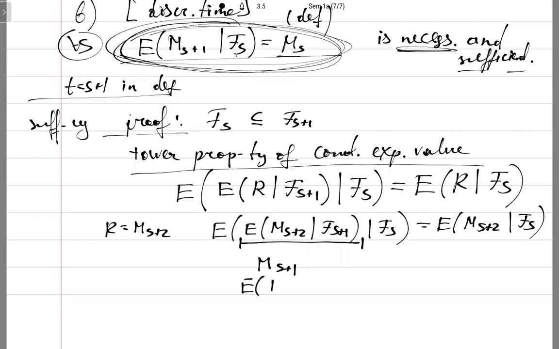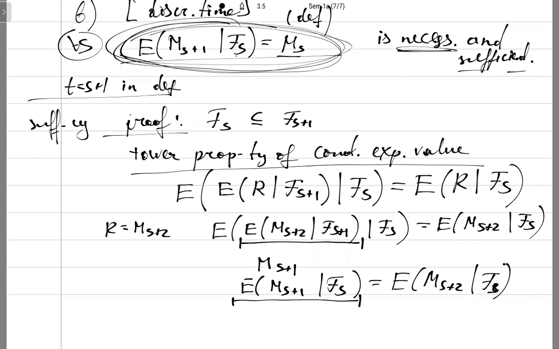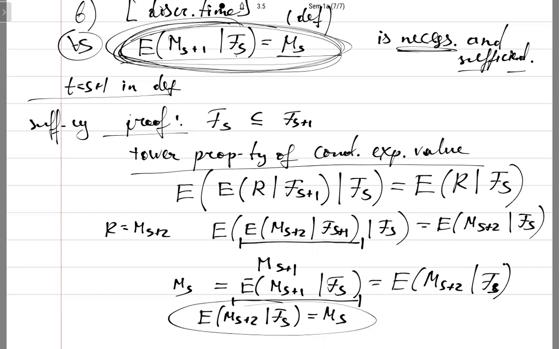So according to the tower property, we have that the expected value of M_{s+1} given F_s is just the expected value of M_{s+2} given F_s. Once again, I apply the one-step-ahead prediction property, and it says that is M_s, because M_{s+1} is one step ahead of F_s. Basically, we have proven that the expected value of M_{s+2} given F_s is M_s. So starting from the one-step-ahead prediction property, we have proven that the same relation holds for two-step-ahead prediction.